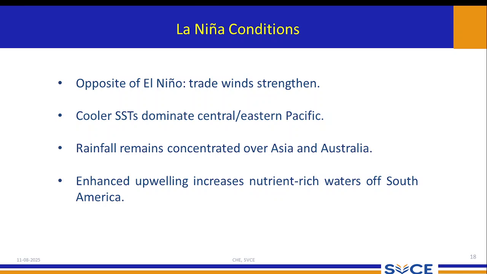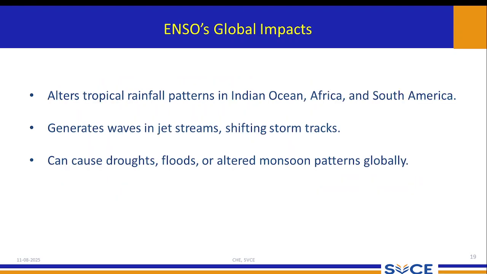Okay, rainfall remains concentrated over Asia and Australia. Enhanced upwelling increases nutrient-rich waters off South America. ENSO global impact: alters tropical rainfall patterns in the Indian Ocean, Africa, and South America. So it will alter the tropical rainfall pattern. ENSO events, El Nino, La Nina, or neutral, will affect the tropical patterns in the Indian Ocean, Africa, and South America, generate waves in jet streams, shifting storm tracks, and can cause drought, flood, or altered monsoon patterns globally.